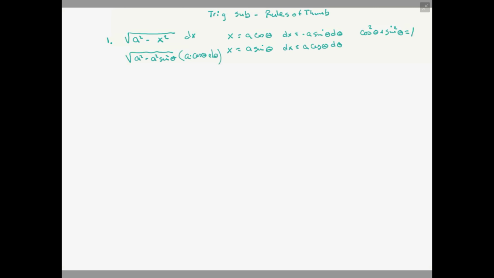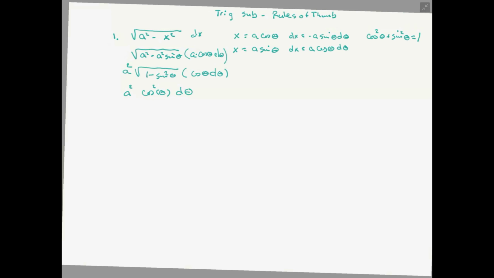And this, we would pull out the a, and we have 1 minus sine squared theta, square root, cos theta d theta. And 1 minus sine squared theta is cosine squared, but you've got a square root, so we have a cosine theta times cosine theta, which is a squared cosine squared theta d theta. So you would have something of that nature.